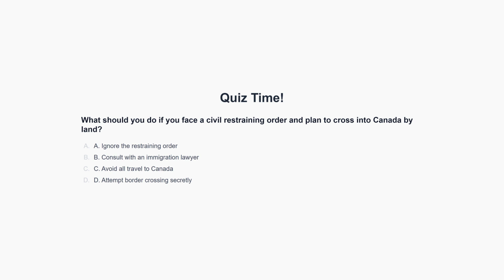Now, let's test your understanding with a quick question. What should you do if you face a civil restraining order and plan to cross into Canada by land? Is it A, ignore the restraining order; B, consult with an immigration lawyer; C, avoid all travel to Canada; or D, attempt the border crossing secretly? You may pause the video now to think about the answer. We will discuss the answer in the next section of the video.